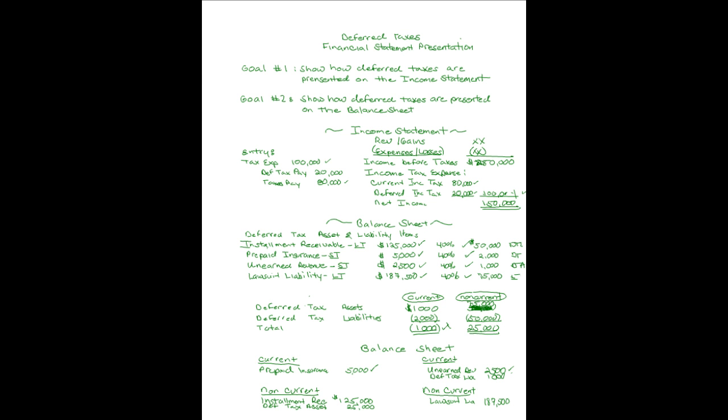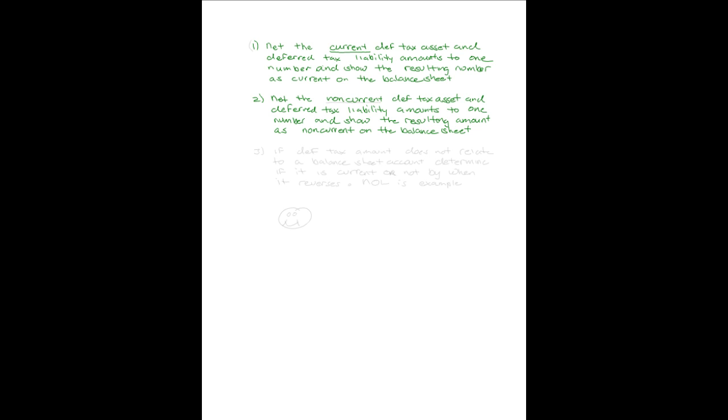Here are the rules. Rule number 1: net the current deferred tax asset and the current deferred tax liability amounts, get one number, and show the resulting number as a current item on the balance sheet. Then net the non-current deferred tax asset and non-current deferred tax liability amounts to one number and show it where it belongs in the non-current section of the balance sheet. Finally, the third one is the one blanket.